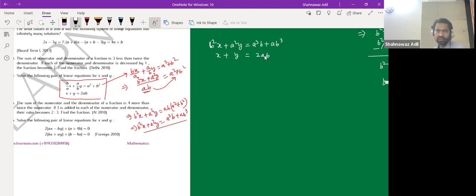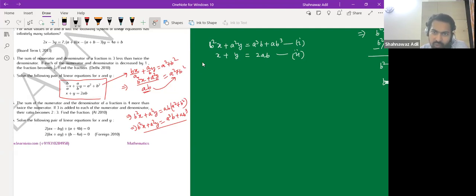Yes, noted, Rifa. Okay, so now we have these as simplified equations. This is one and this is two, and we have two methods: substitution method and elimination method. So which method you want to use? Elimination. So we have to make the coefficient of either x same or either y same. So which equation you want to, or which coefficient you want to make the same?